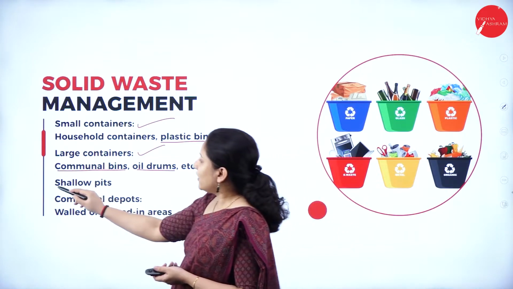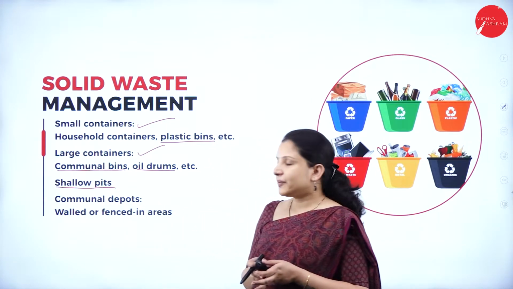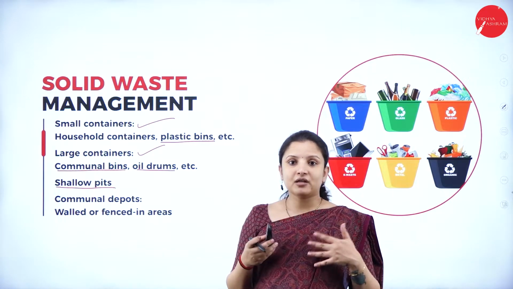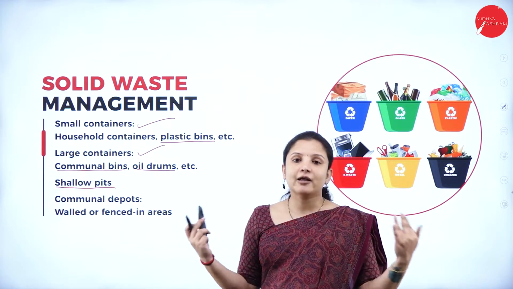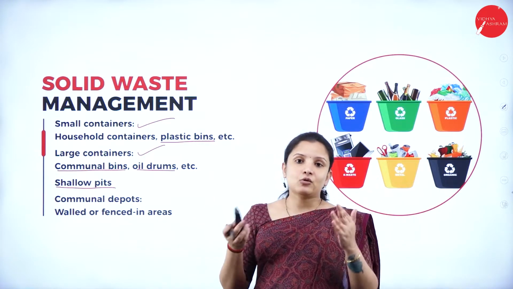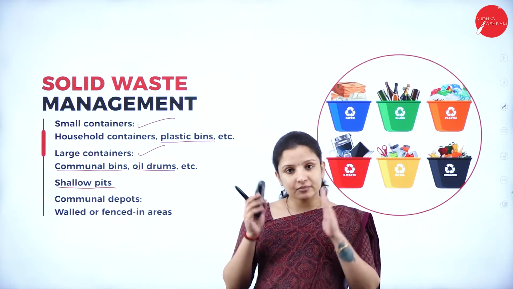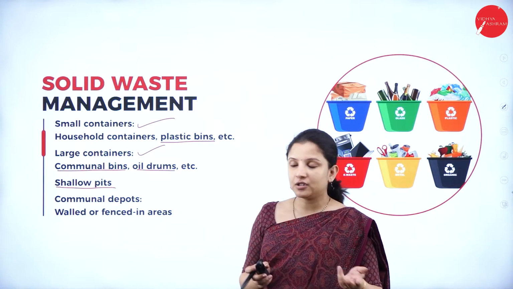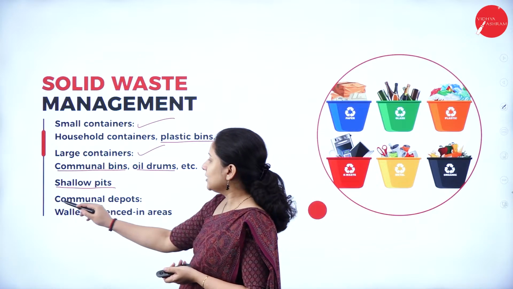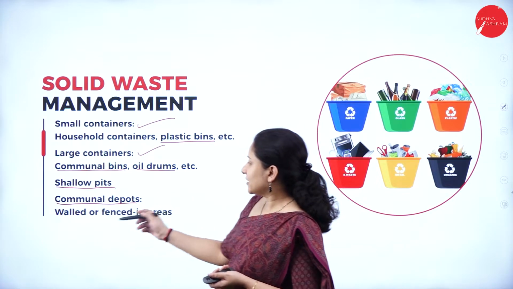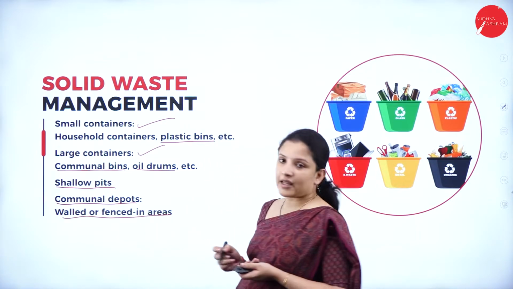Next is shallow pits. So shallow pits are nothing but, say for example, for a larger community wherein bins are not sufficient, a shallow area will be meant for collection of the waste. So people can go and dump the waste there, and from that dumping area, the municipality people will come and pick up the waste. So that is communal depots, which is nothing but walled or fenced areas.